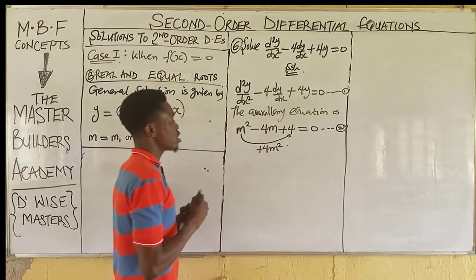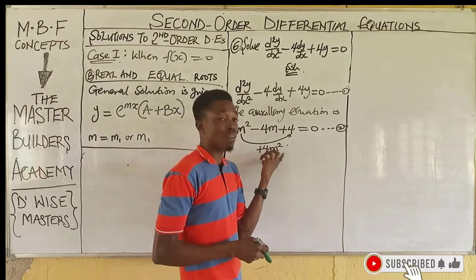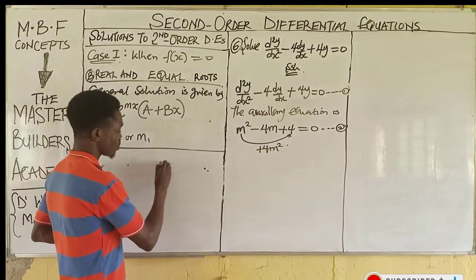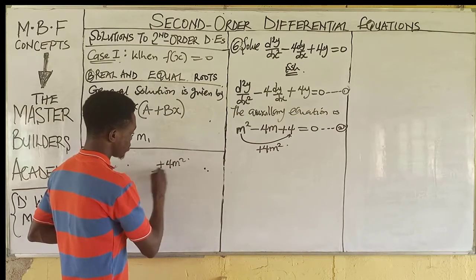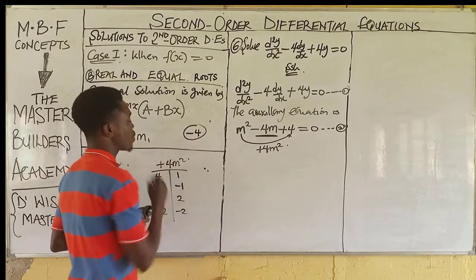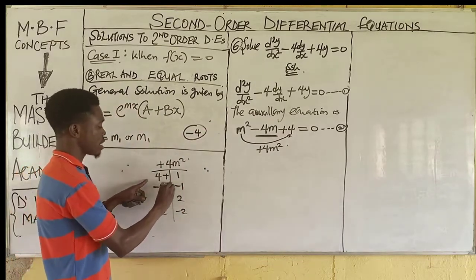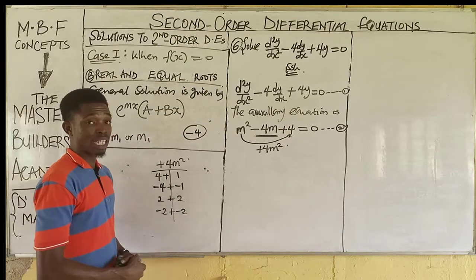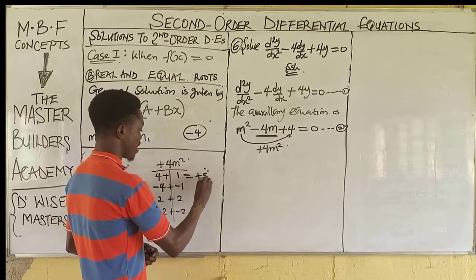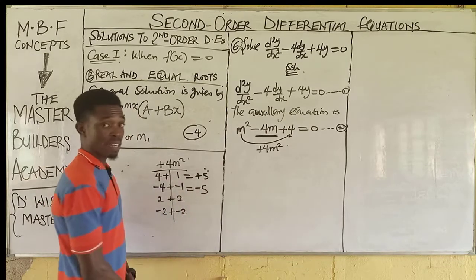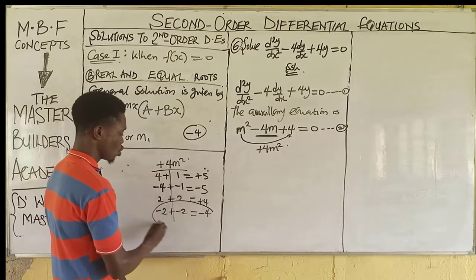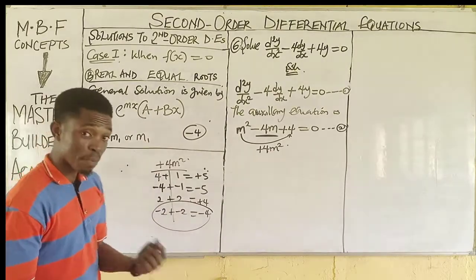And as I explained earlier, the next thing you quickly do after multiplying this out is to find two factors of this, their product being plus 4m squared. So the coefficient of the middle term here is -4. So all we are quickly going to do is to sum up these factors together and see the one that will give us -4. So this would have given us +5. This would have given us -5. This would have given us +4. And this would have given us -4. So we are going to go with the last factor.